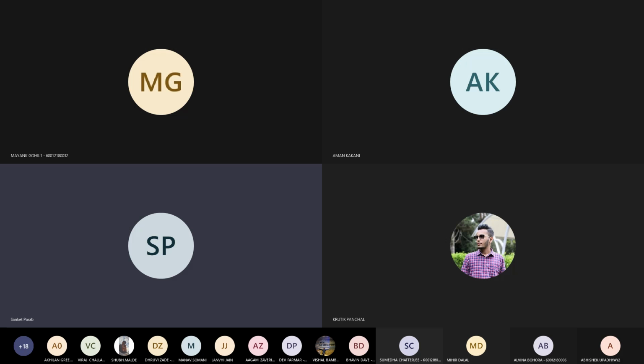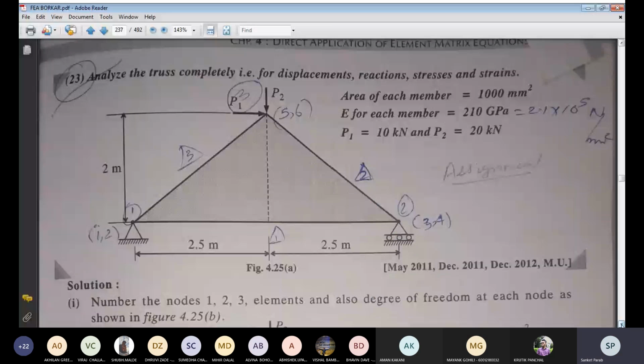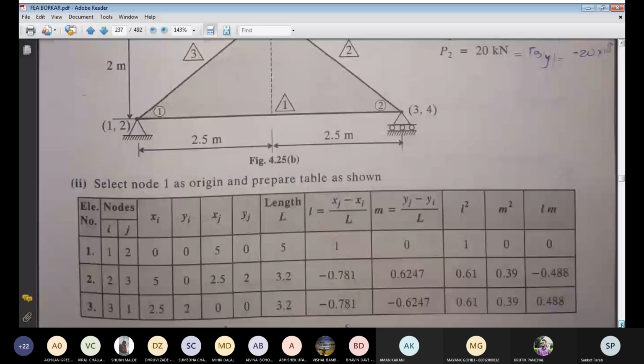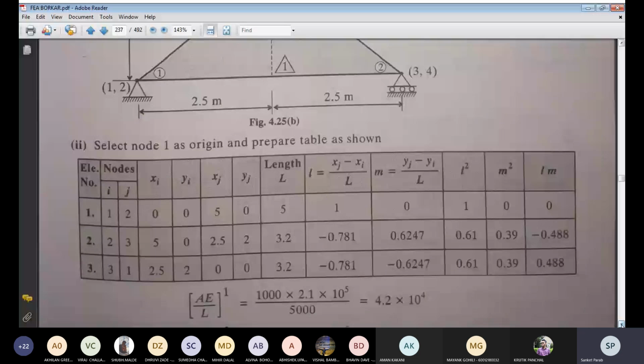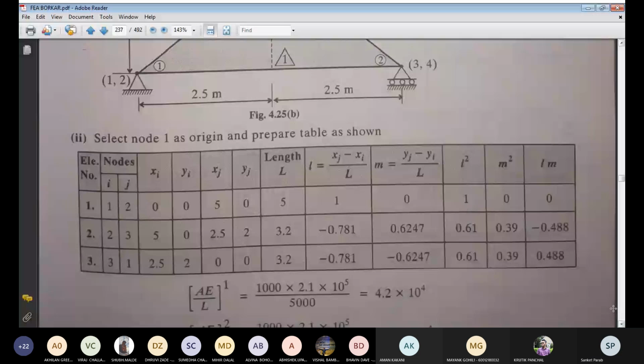This sum we were doing last time, no? Somebody please respond. Yes, sir. Okay. And have you people found out the elementary matrix equation for this? Sir, it wasn't this question. It was similar to this.